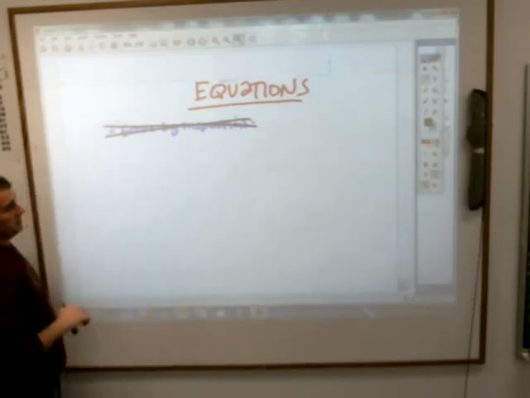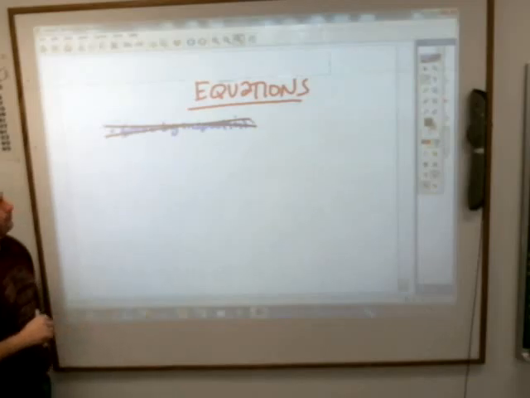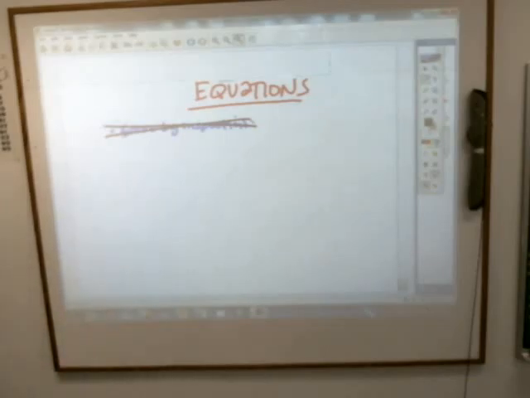But in order to do equations, you have to know a couple of different things. I'm going to grab my little equation thing here.